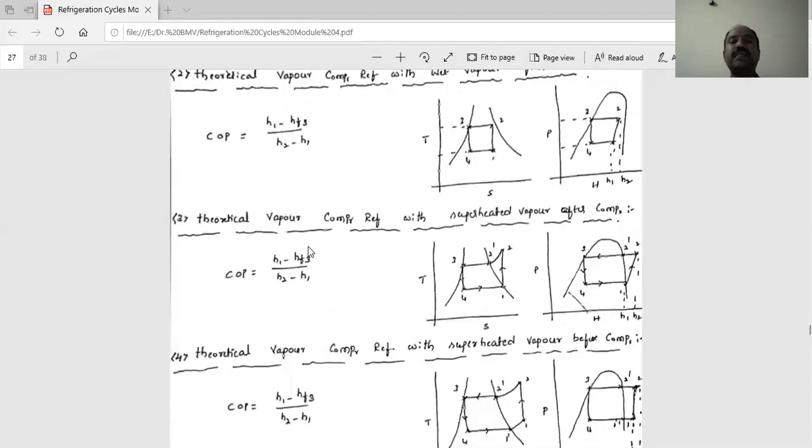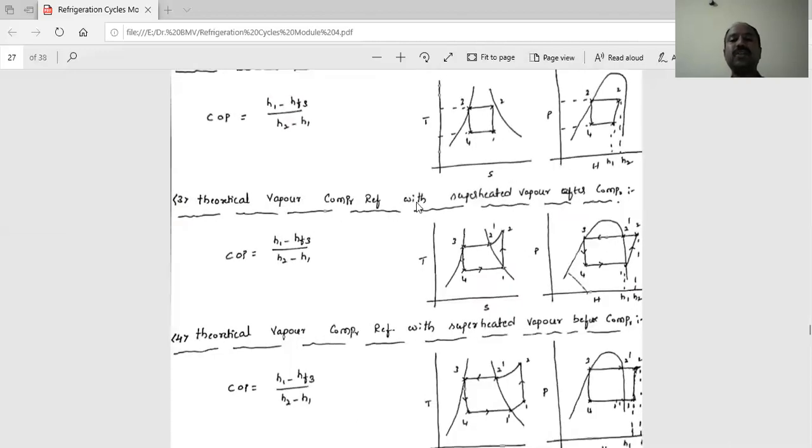Then the third one: theoretical vapor compression refrigeration with superheated vapor after compression. When point 1 goes to 2, it becomes superheated. Beyond the saturated curve, it becomes superheated vapor, 1 to 2; like that only you should draw it. Then 2 to 2 dash, 3, 4, 3 to 4, and 4 to 1. Here also 1 to 2, 2 dash, 3 and 4. Point 2 lies beyond this curve, in the superheated vapor region. Then COP is equal to H1 minus HF3 divided by H2 minus H1.